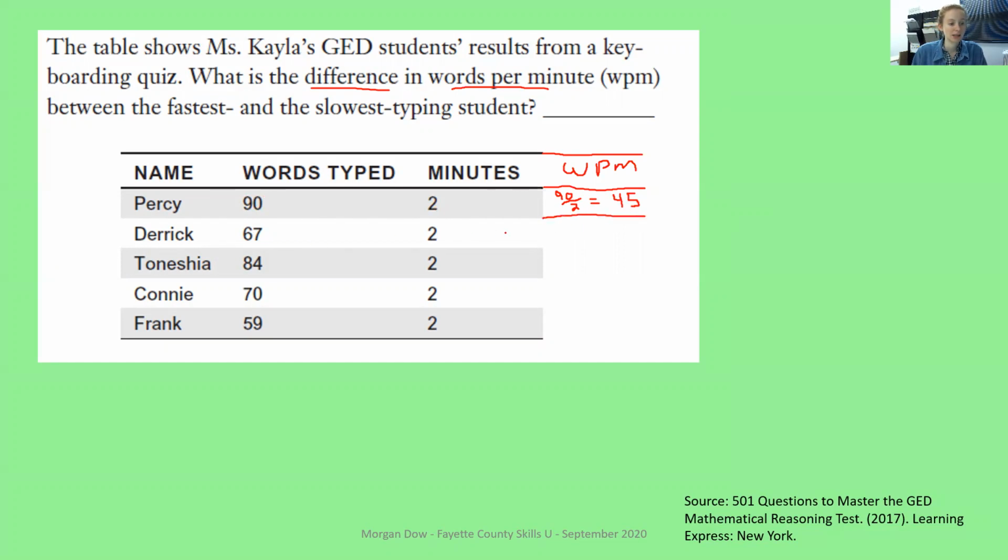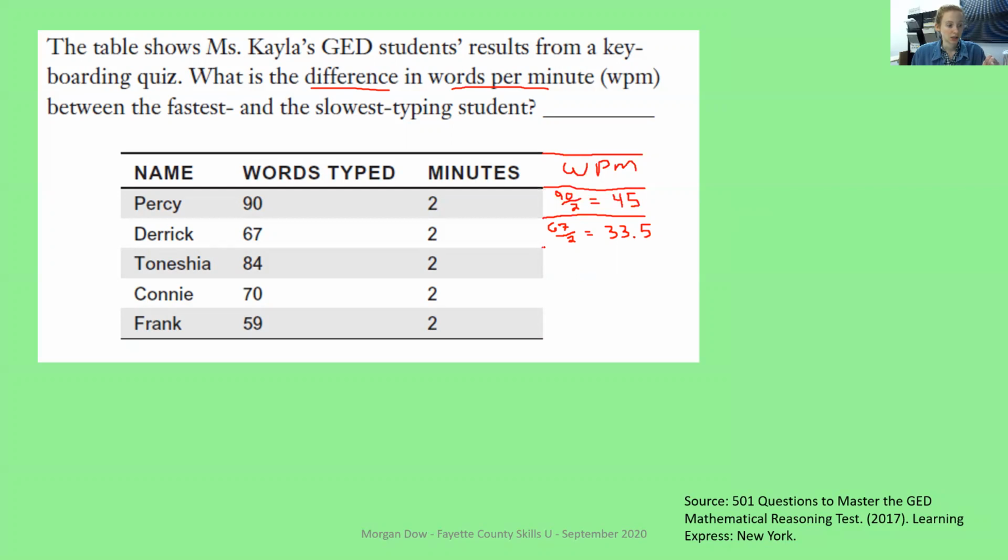Derek did 67 words in 2 minutes. So his words per minute will be 33.5 words per minute, right? We're dividing here. What we're doing is we're calculating a unit rate. This is something we practiced in Unit 2. So we're calculating a unit rate. We're making a comparison to 1, how many words in 1 minute. To do that, we divide.